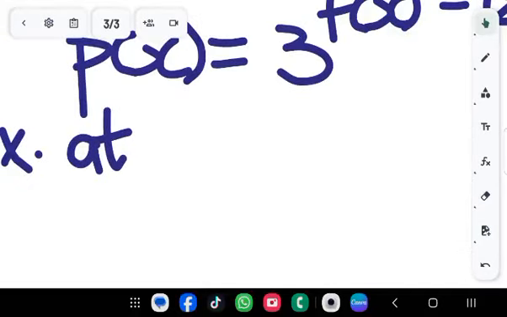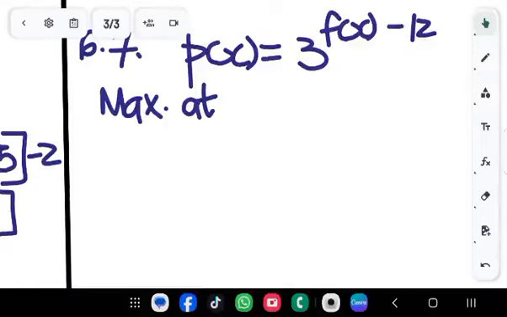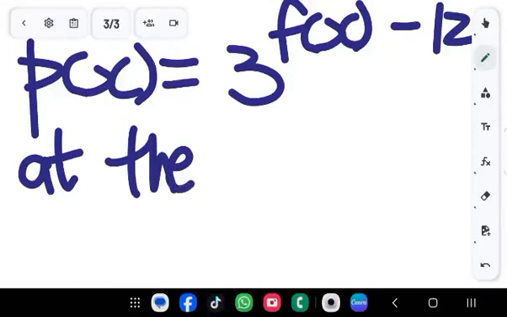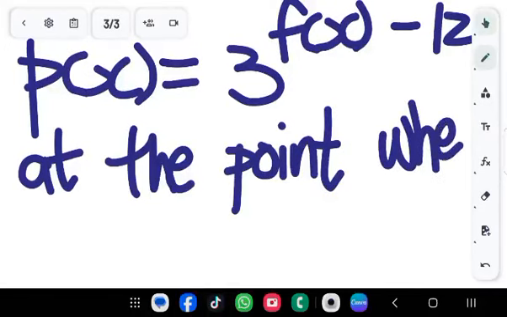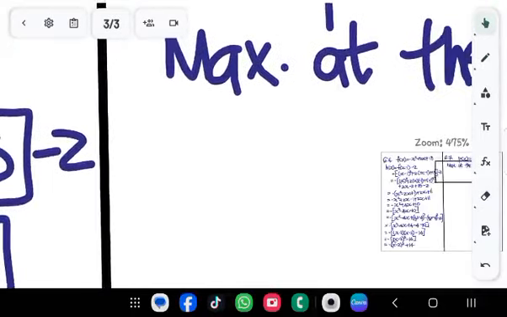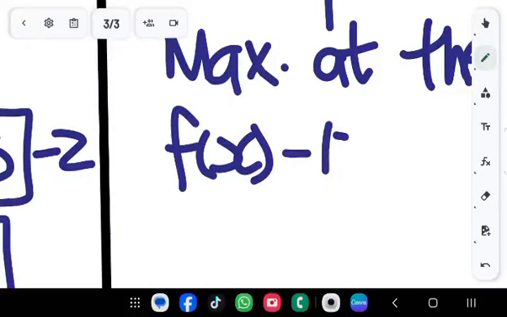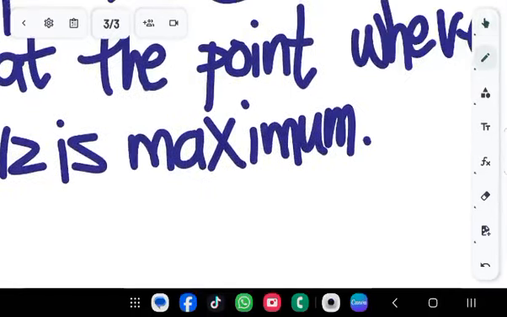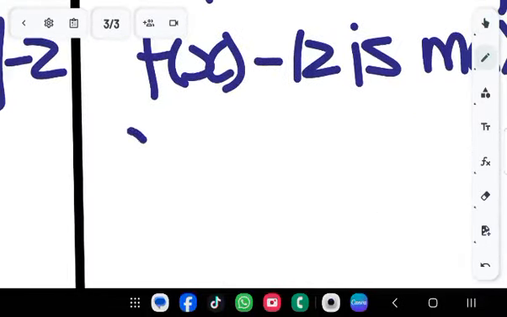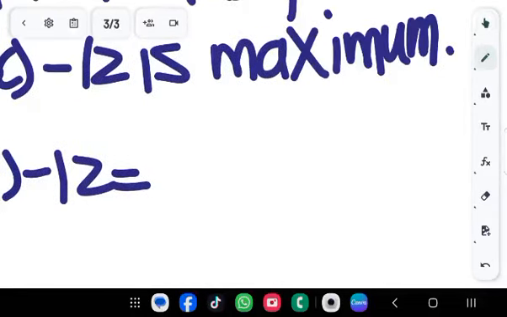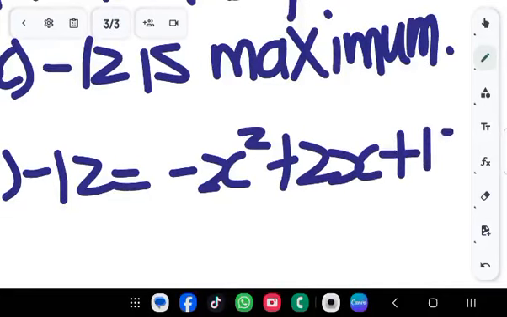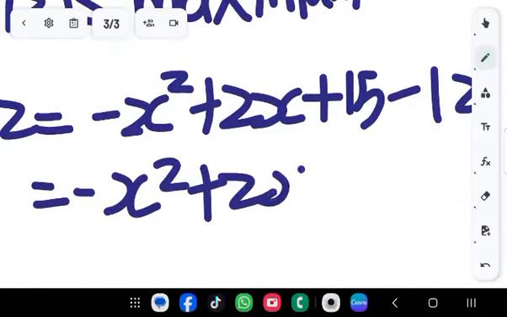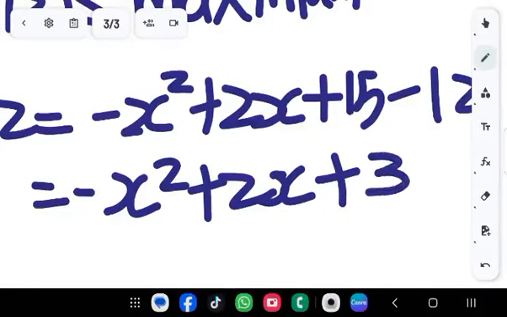This is maximum when the exponent, this whole p of x, which is 3 to the power of f of x minus 12, is maximum at the point where f of x minus 12 is maximum. Remember, f of x is a parabola, so f of x minus 12 is equal to minus x squared plus 2x plus 15 minus 12. And that is equals to minus x squared plus 2x plus 3. 15 minus 12 is 3.